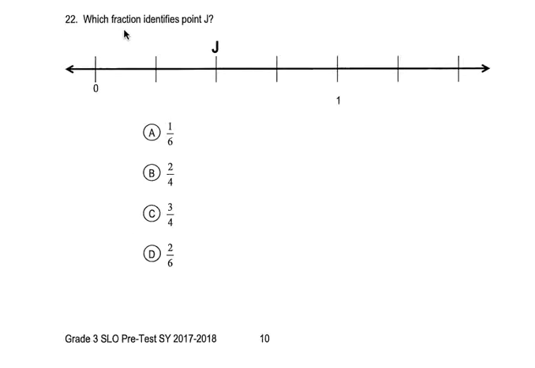22. Which fraction identifies point J? Here's point J. A, 1/6. B, 2/4. C, 3/4. D, 2/6.